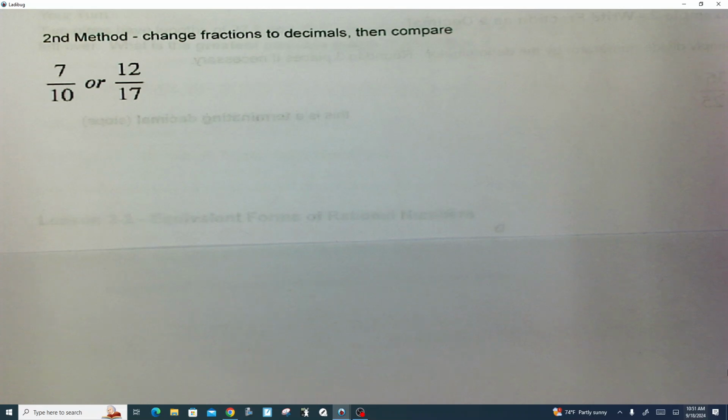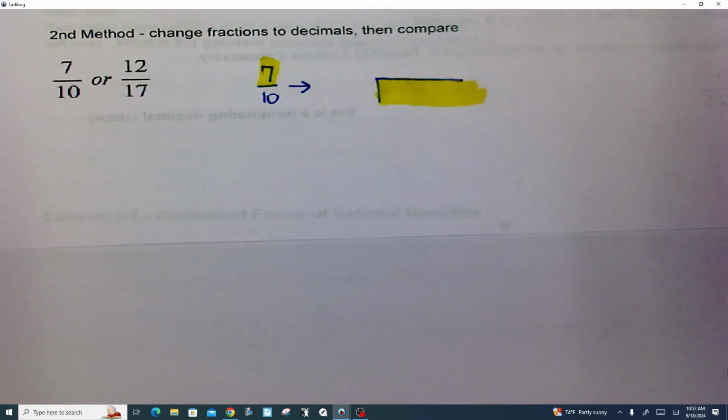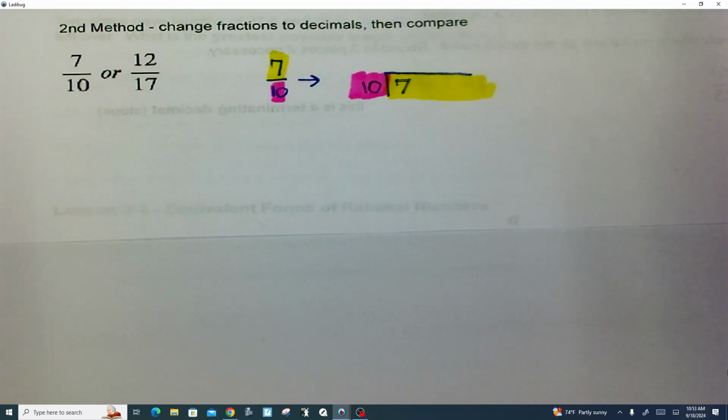Another method is simply changing the fractions into decimals and then comparing your decimals. You can go back and look at my previous video about how to do this, but I will briefly show you how we do it. You have to take the numerator and place it inside of the division box. Then you take the denominator and place that on the outside of the division box. And then you just go into your normal routine.